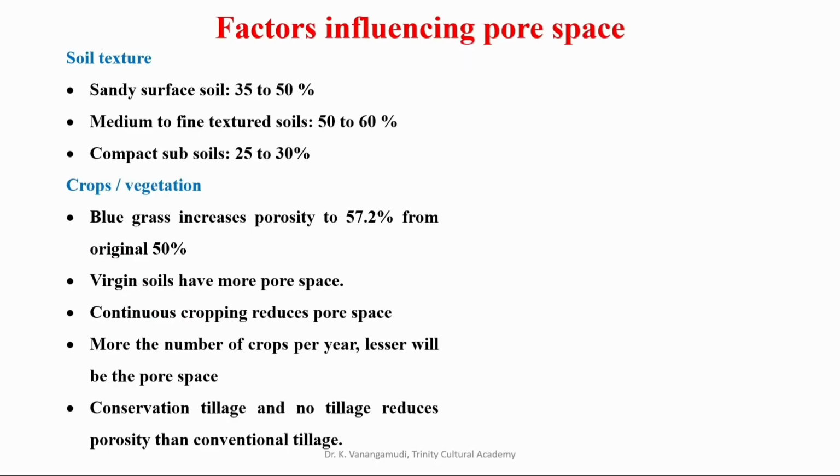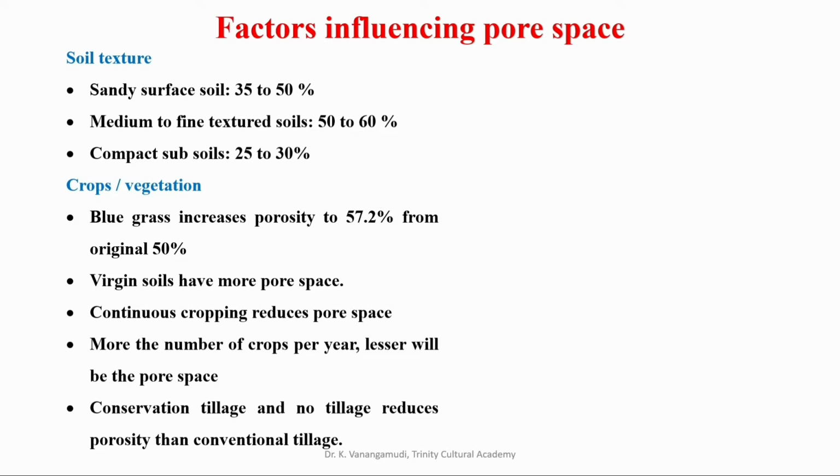Next, we will see the factors that are influencing pore space. The first factor is soil texture. Sandy surface soil has a pore space of 35 to 50%, while medium and fine textured soil records 50 to 60%, which is higher compared to compact subsoil, and this contains 25 to 30% pore space.